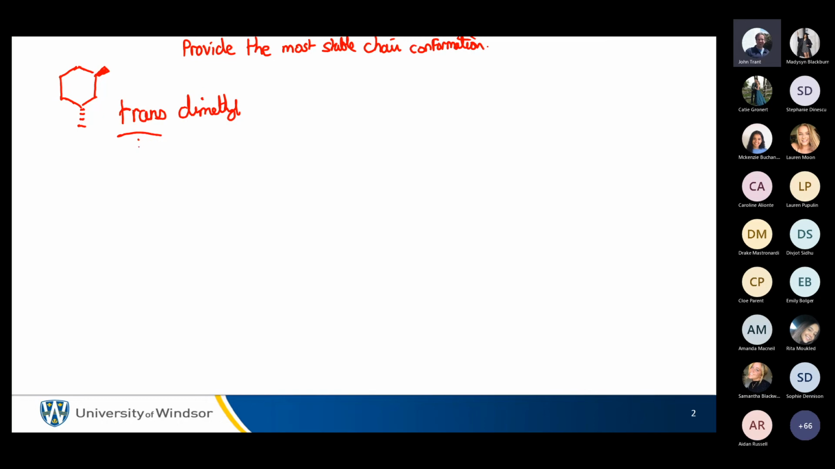So trans is relative, always relative. And it means across, transatlantic. Yeah, so we have these 2 methyl groups and one is up, one is down. So one has the dark wedges, that means coming out of the page towards me. One has those dotted lines, meaning going back into the page away from me.